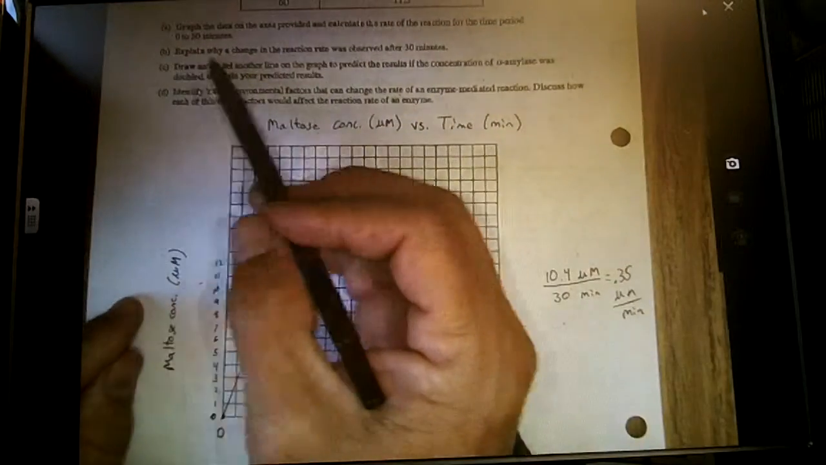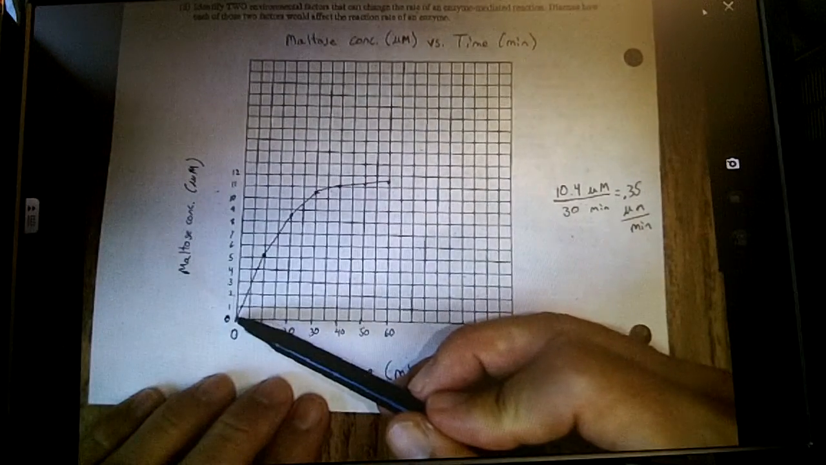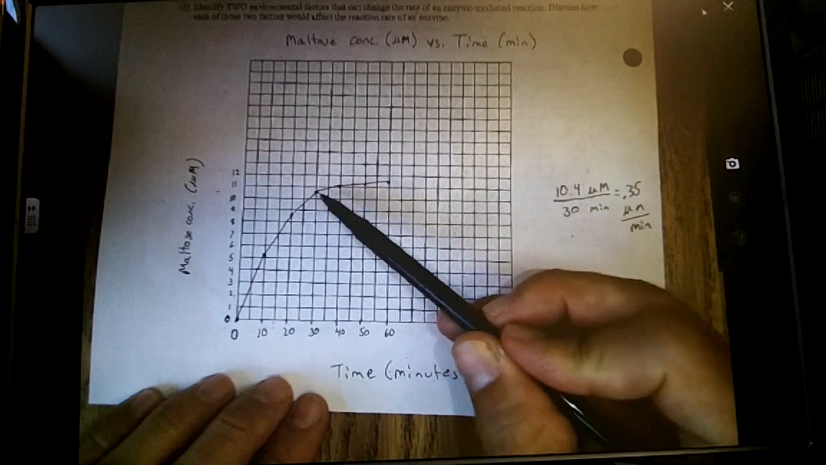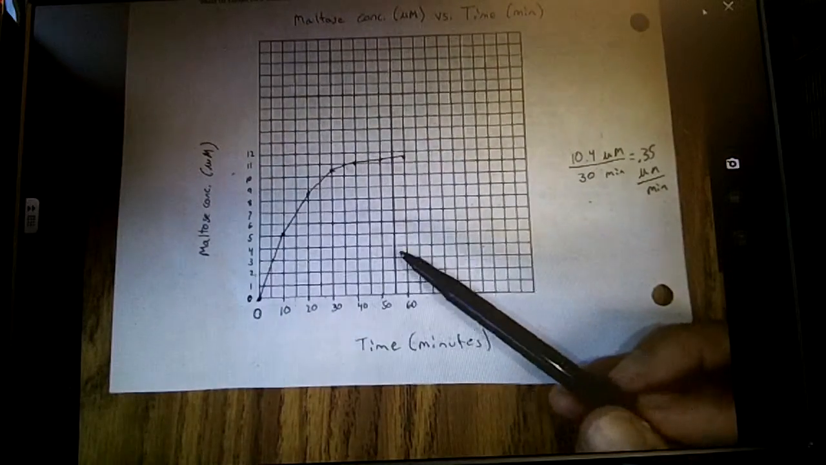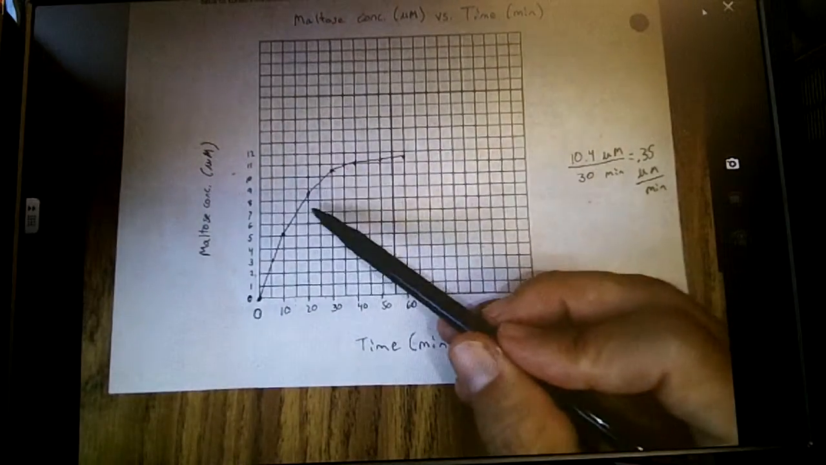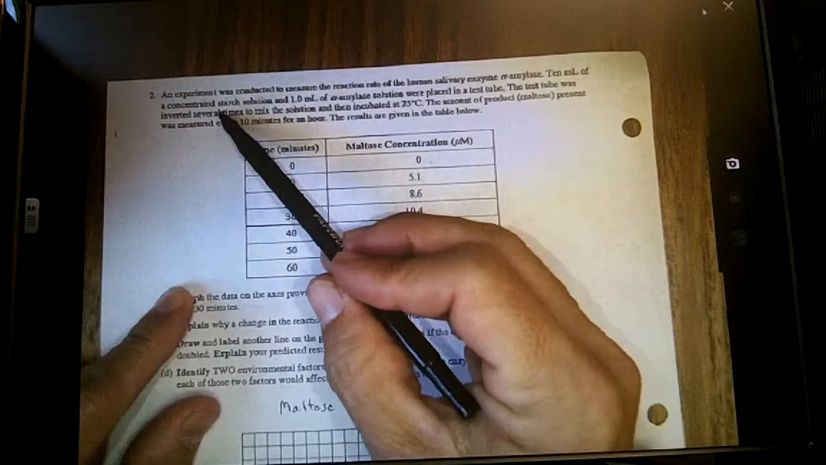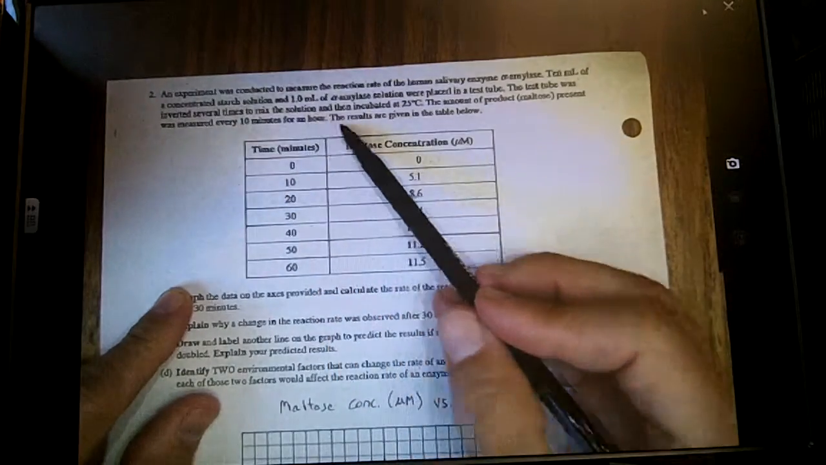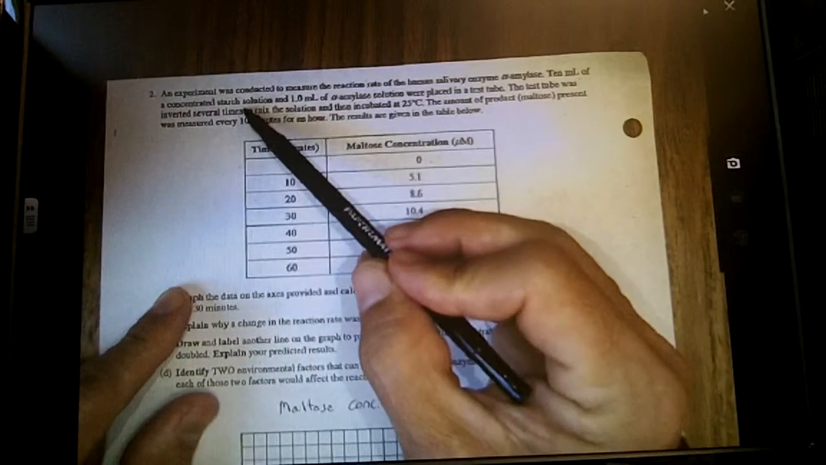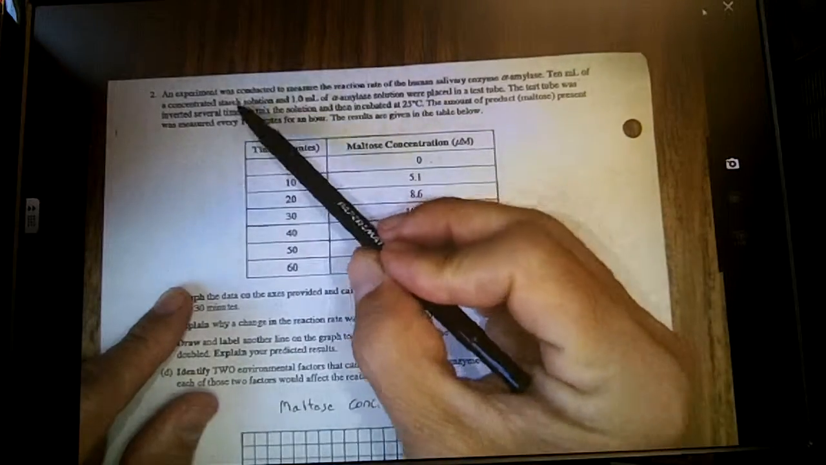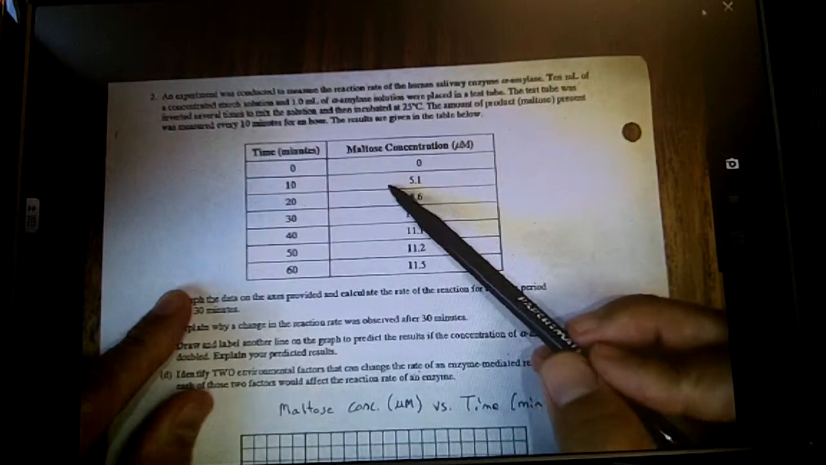Explain why a change in the reaction rate was observed after 30 minutes. So in other words, this reaction is going very quickly, very quickly, very quickly, and then it drops off. Why did it drop off? Well, I would say that what happened was it ran out of starch. Remember, if you look up here, it says that we're using starch and we're changing it to maltose in our reaction. There's only so much starch in there. And as the reaction is going by and the starch is changing to maltose, you run out of reactant and you end up with a lot of product.